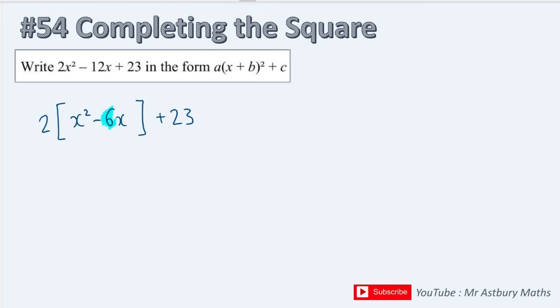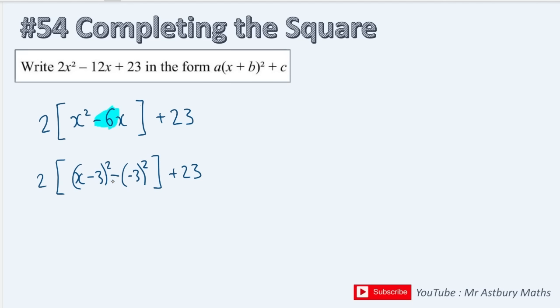And now what we do is we look at inside this square bracket and we look at the B term again. And that B term is minus 6. So all we do is half it. So I write x, that value halved, so minus 3, all squared, always minus, that value halved again, squared. In this case, there's nothing to add on, so just close that bracket.